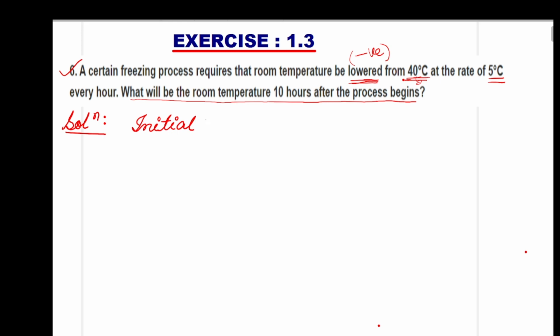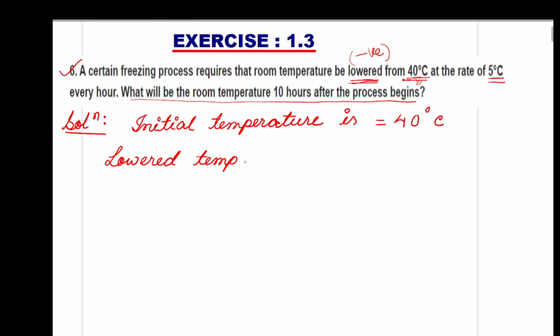Initial temperature is what? 40 degrees Celsius. Okay, initial temperature is 40 degrees Celsius. Then a lowered temperature is considered as what? Negative. So you have to write: lowered temperature is considered as negative. Then temperature change in 1 hour, what?